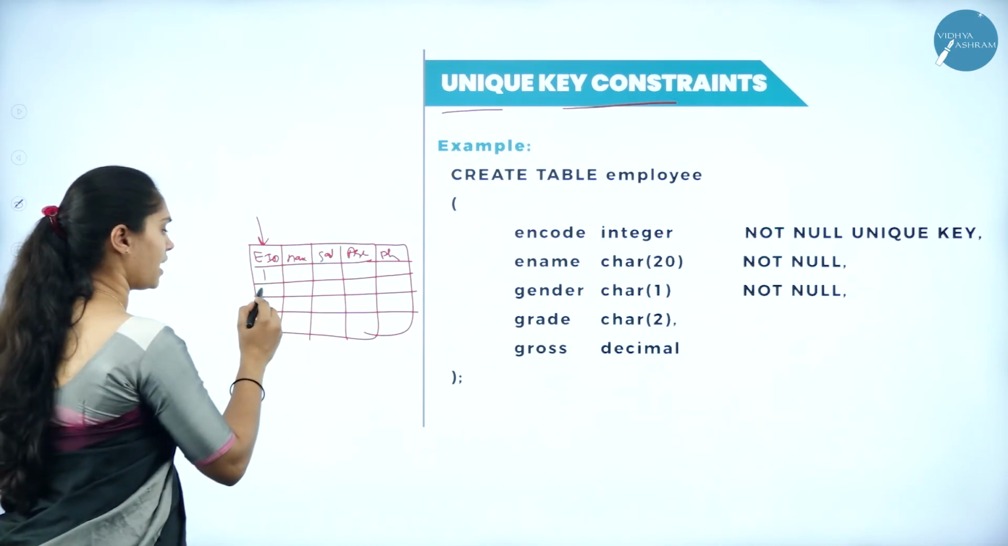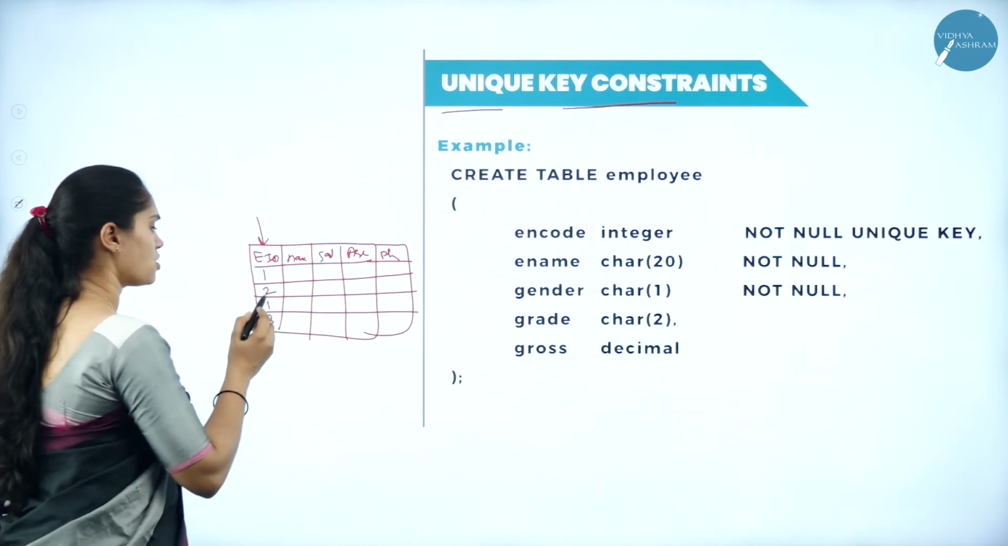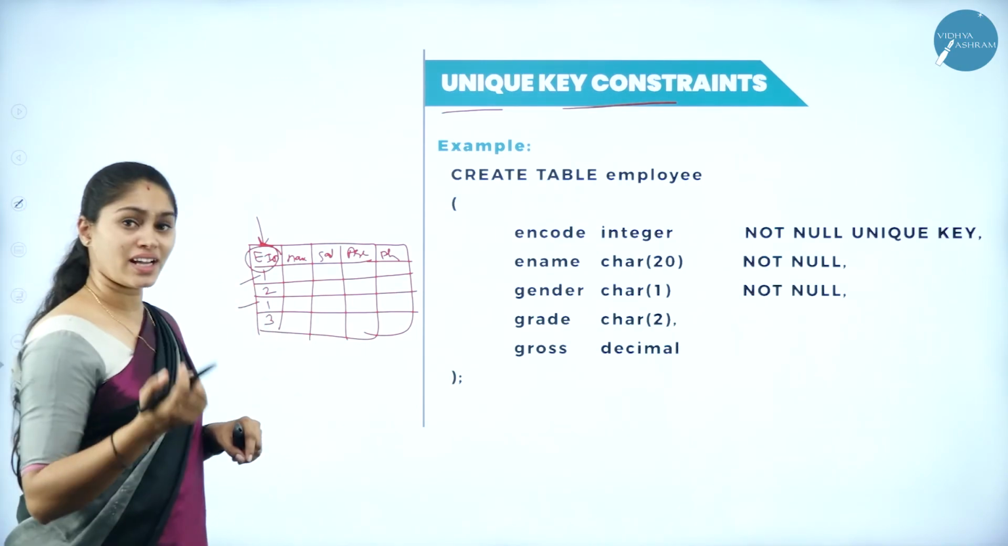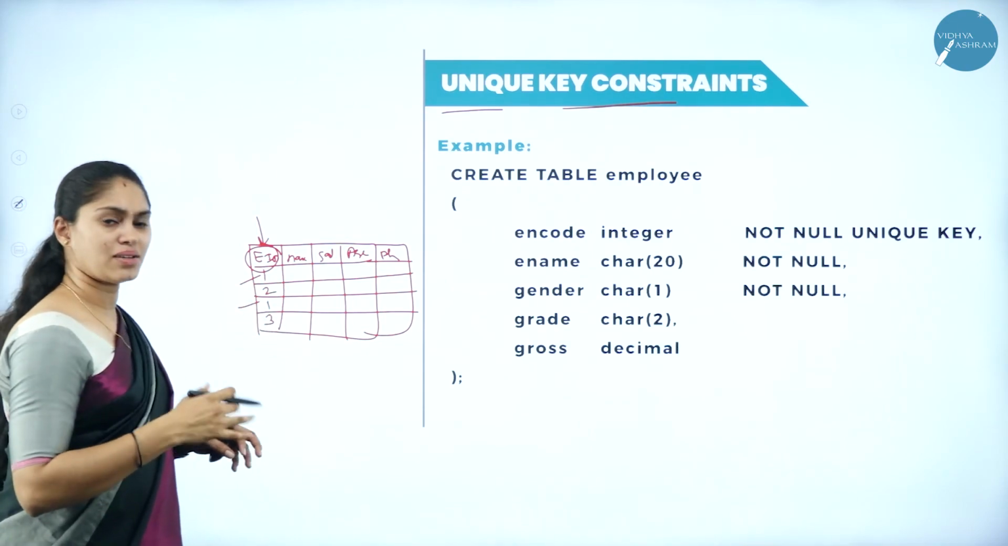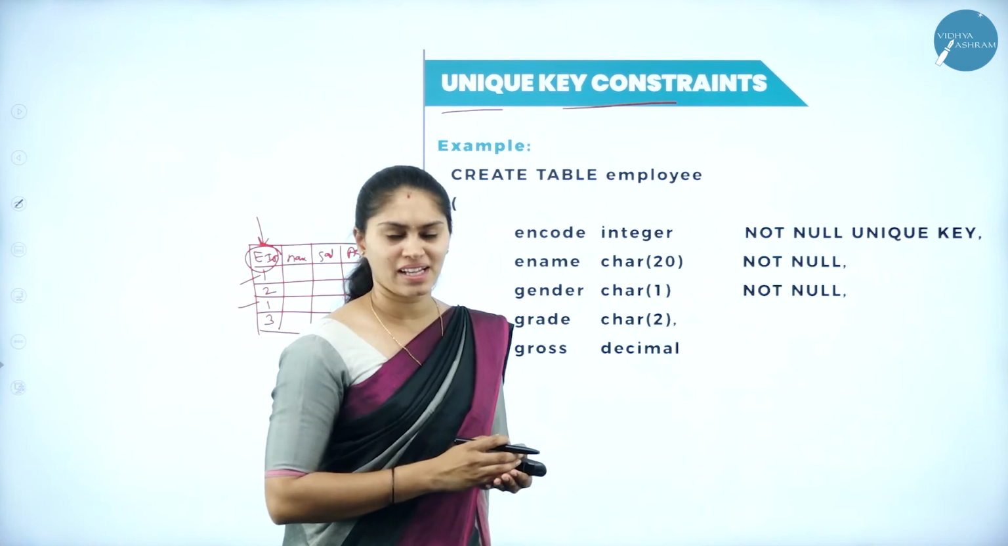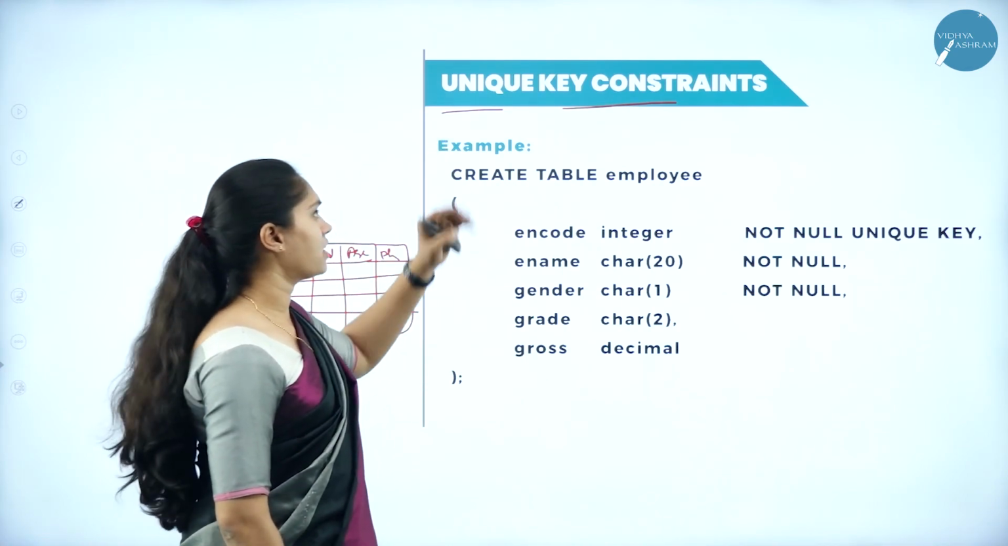For example, I can't take it as 1, 2, 1, 3. Because these 1s are not unique, those are identical. So I can't take the values twice. That means when you want to avoid the redundancy, when you want to avoid the duplicacy, then we have to use this unique key constraint.